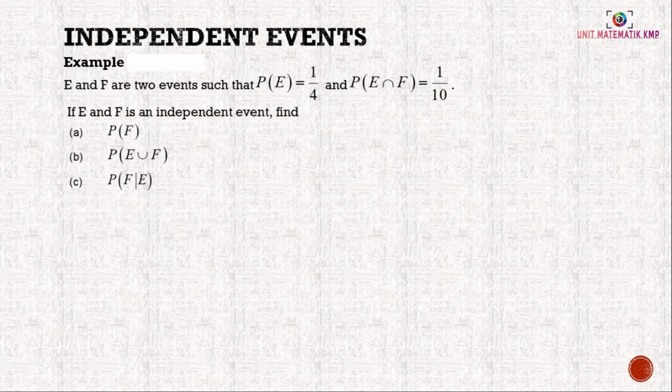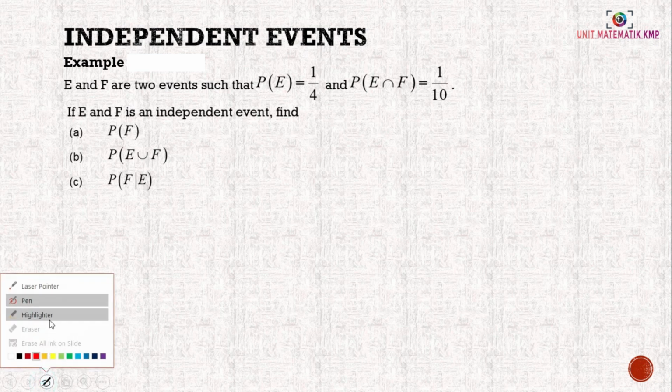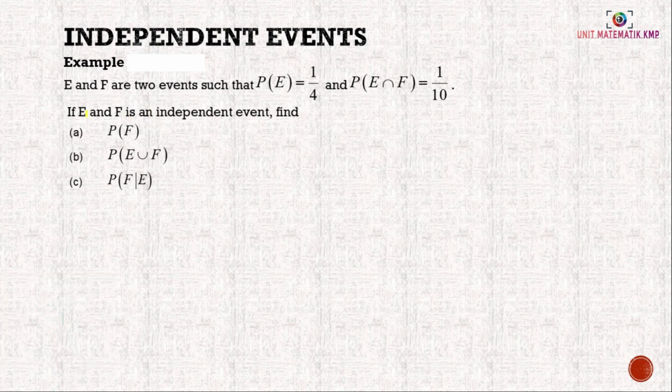Okay, so kita tengok example. Example 6. Given here event E and F such that probability of E is 1 over 4 and probability of E intersect F is 1 over 10. So if E and F is an independent event, so dia dah highlight kat sini E dan F tu adalah independent event. Jadi bila dia highlightkan, dia bagi tahu E dan F tu independent event, baru kita boleh guna formula untuk independent. Kalau dia tak sebut, kita tak boleh pandai-pandai assume dia adalah independent.